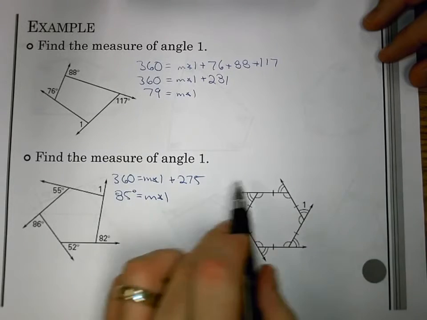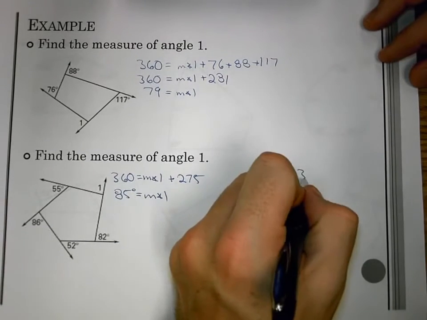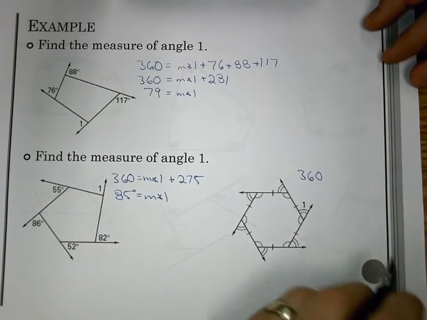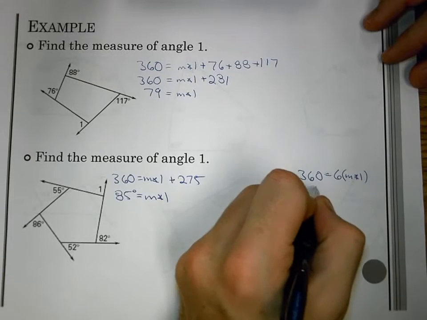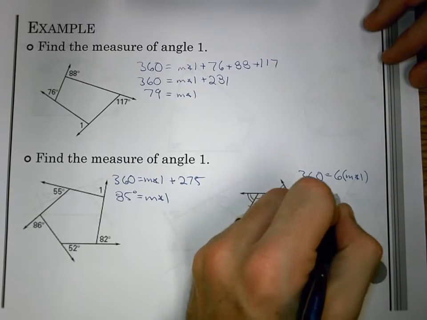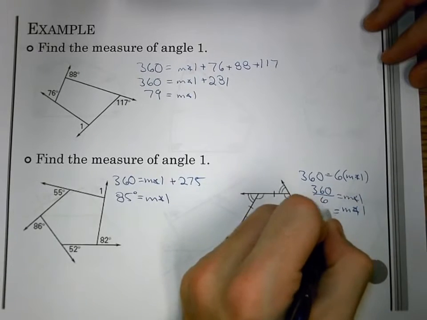And the last one, this is now a regular hexagon. The total is still 360, but I have 6 angle 1s. Divide 360 by 6 to get the measure of angle 1, and it turns out to be 60 degrees.